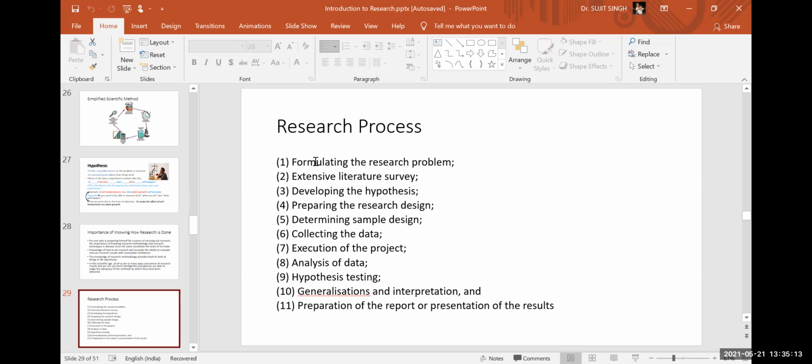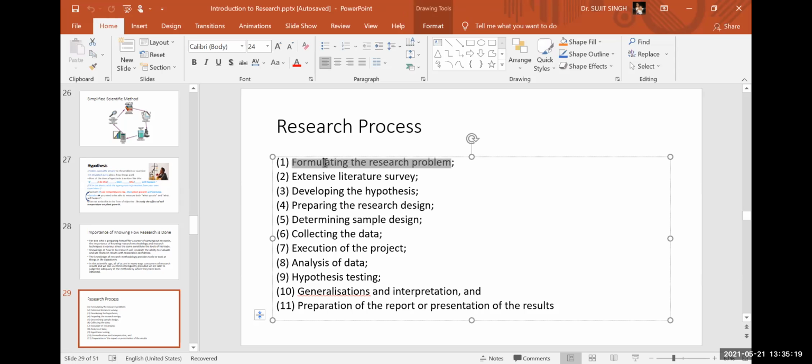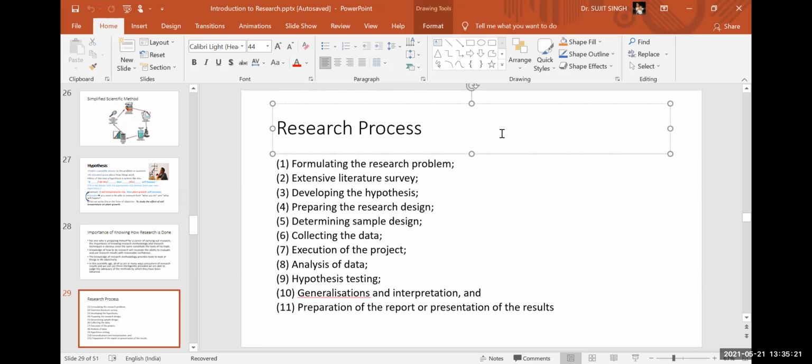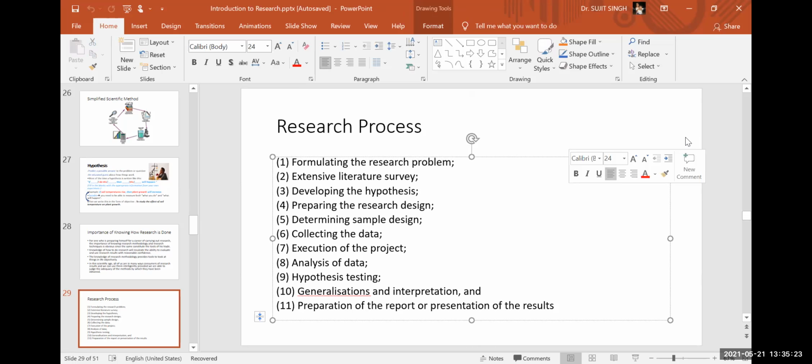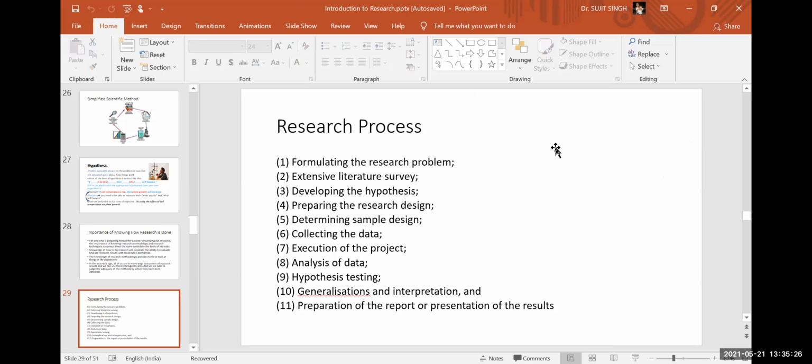Okay, so first you are going to formulate the research problem. Once the problem is known to you, you want to collect the data or understand the problem in a better way. For that, you are going to do the literature survey. How do different people tackle this kind of question, related questions? What are the different methods they have used? Can I adopt some method from them, or can I design my own method?